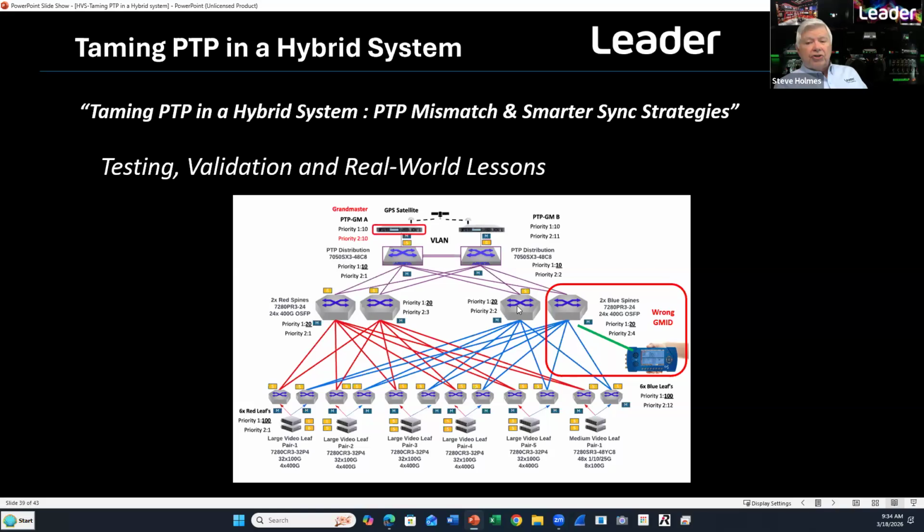But if it used the other 2 or the other 3, the paths worked just fine. But if it went on that one, it would fall out of sync because it was running on the internal oscillator of the spine, which was not in phase perfectly with where PTP was. And by walking through and doing all this testing, it was able to be found that the wrong grandmaster ID. And unfortunately, this system went into service this way because they didn't fully test everything.